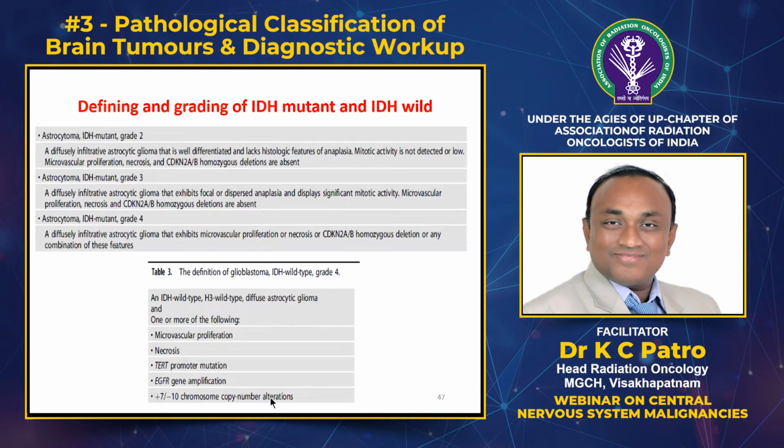So what is the definition of glioblastoma, IDH wild type? One or more of the following features: microvascular proliferation, necrosis, TERT promoter mutation, EGFR amplification, gain of chromosome 7 and loss of chromosome 10 copy number alteration. It is regarded as glioblastoma. Not glioblastoma multiforme, it is glioblastoma. Multiforme does not exist now.